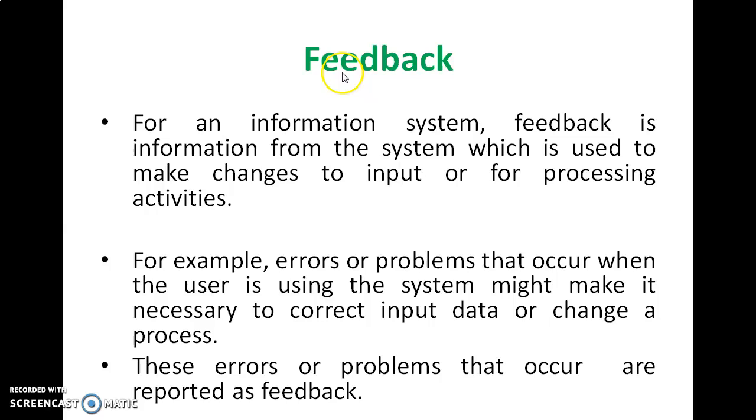Then comes the feedback. For an information system, feedback is the information from the system which is used to make changes to the input or to processing activities. For example, errors or problems that occur when the user is using the system might make it necessary to correct the input data or change a process. So these errors or problems that occur are reported as feedback.